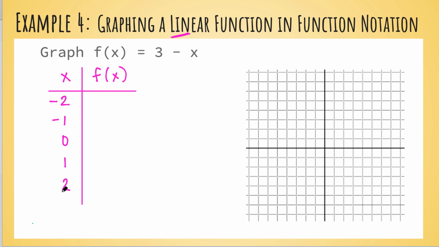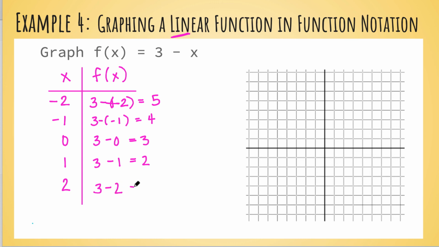Now I'm entering in 5 input values, so I'm going to get 5 output values. So when I substitute x equals -2, I have 3 minus x is a -2, so 3 plus 2, a negative becomes plus. We end up with 5. When we use 3 minus -1, we have 3 plus 1, which is 4. 3 minus 0, we get 3. 3 minus 1 is 2, and 3 minus 2 equals 1.